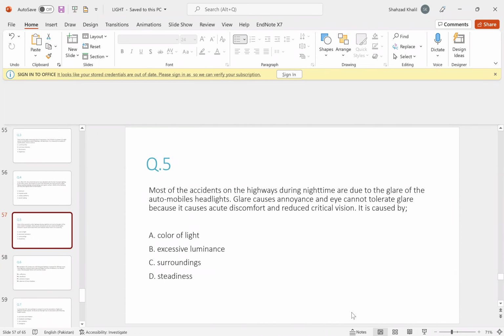Most of the accidents on the highway during night times are due to glare of the automobile headlights. Glare causes annoyance, and one cannot tolerate glare because it causes acute discomfort and reduced critical vision. It is caused by color of light, excessive luminance, surroundings, or steadiness. B. B is the correct answer. Excessive luminance is the glare.